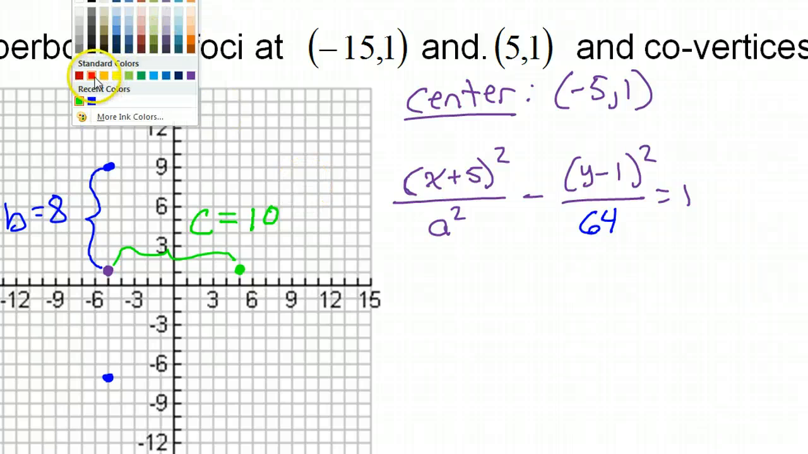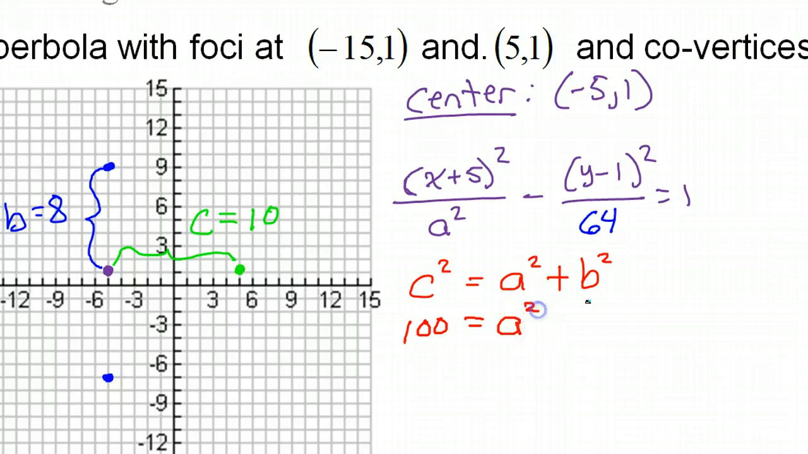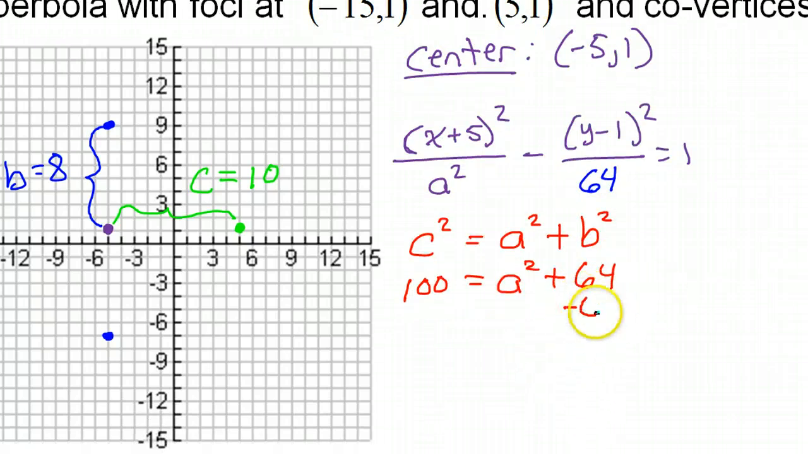So remember, for hyperbolas, c squared is equal to a squared plus b squared. Okay, for ellipses it's minus, but for hyperbolas it's plus, so keep it straight. Now we're given c, so c squared is 100. A we don't know, so I'm just going to leave it a squared. But b squared is 64, so a squared plus 64. Subtracting 64 from both sides gives me that a squared is equal to 36.